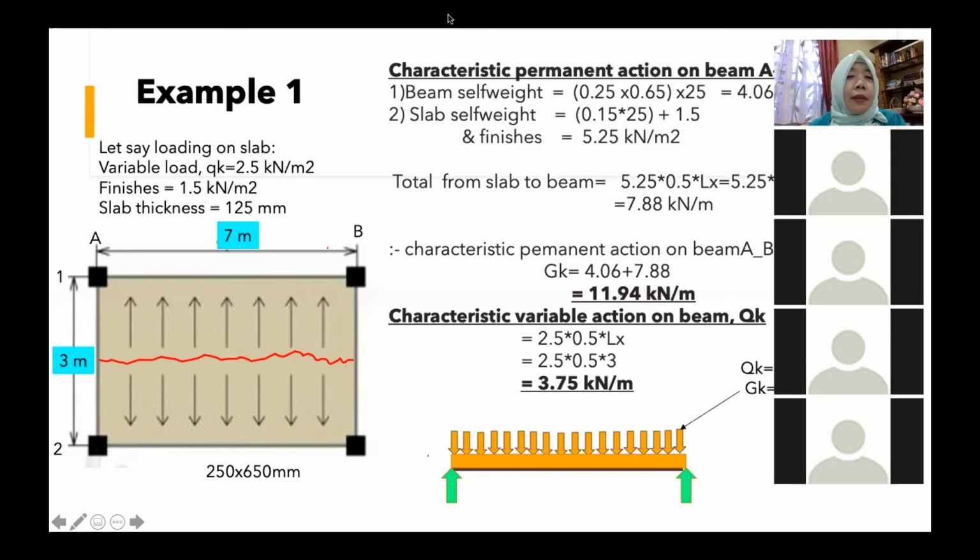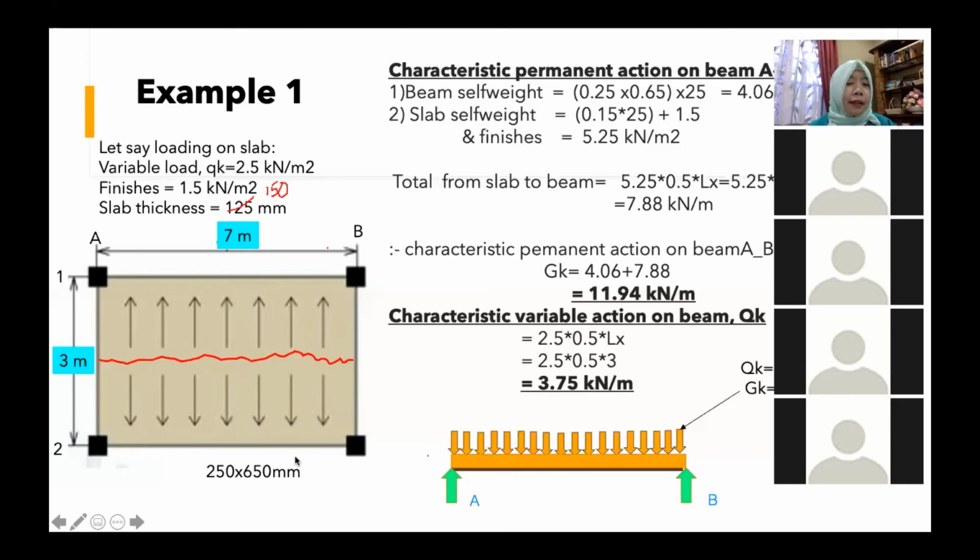Sorry, the thickness here is 150, correction. Now the problem is that we want to find what is the loading on AB, AB1 or 2. The loading is similar, correct? So let's say we consider this beam, AB2.